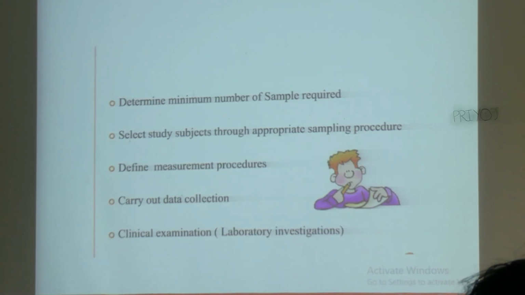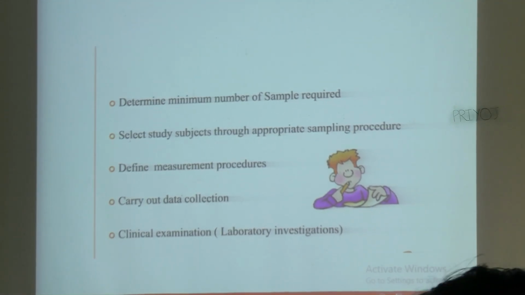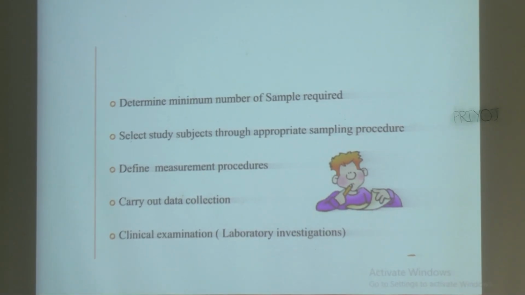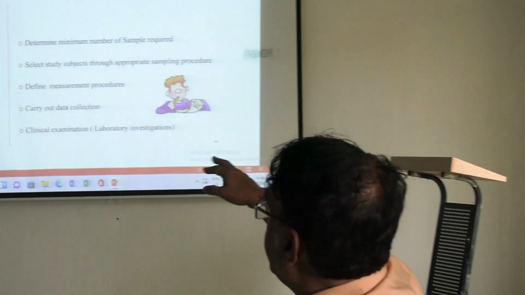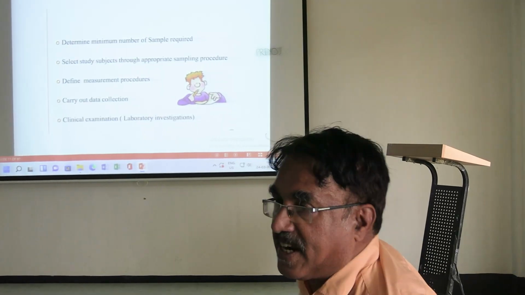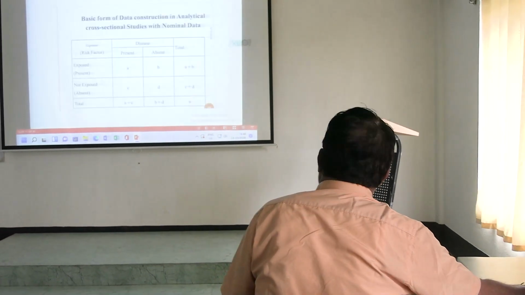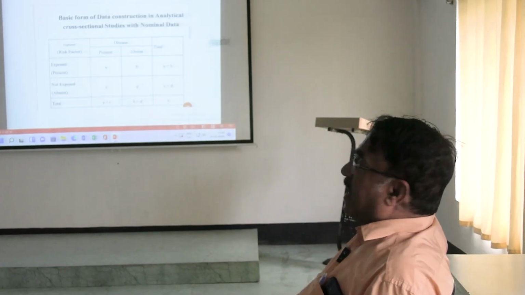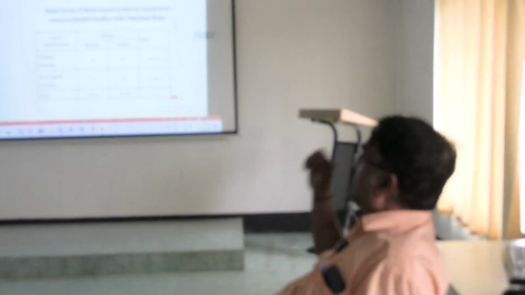Define measurement procedures. For example, if you want to check the blood pressure of all medical students of your batch, you need to have a proper BP apparatus and proper measuring equipment, and then you can define measurement procedures, carry out data collection and clinical examination of whatever is necessary. So for example, this is the basic thing: cross-sectional study, A, B, C, D. You have a risk factor, you have people with a disease.